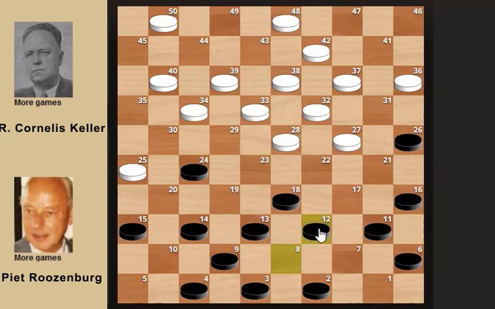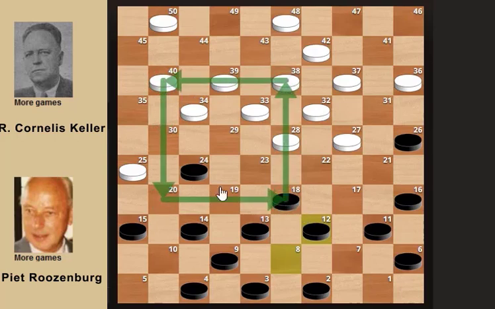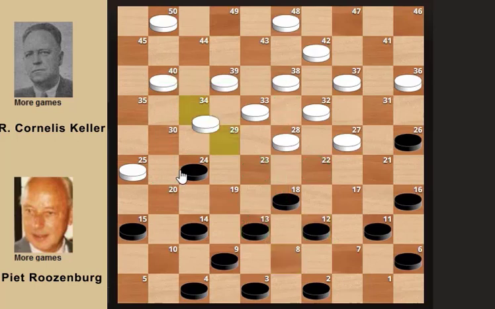Let's see why Roozenburg replied to this move by playing 8-12. Again, if you draw the square, you see that the positions surrounding 18 are 23, 22, 12, and 13. So you can play 8 to 12. That's the move Roozenburg made here. So Keller moved his piece from 34 to 29 to take the piece at 24. And then the move was responded to by playing 4-10.